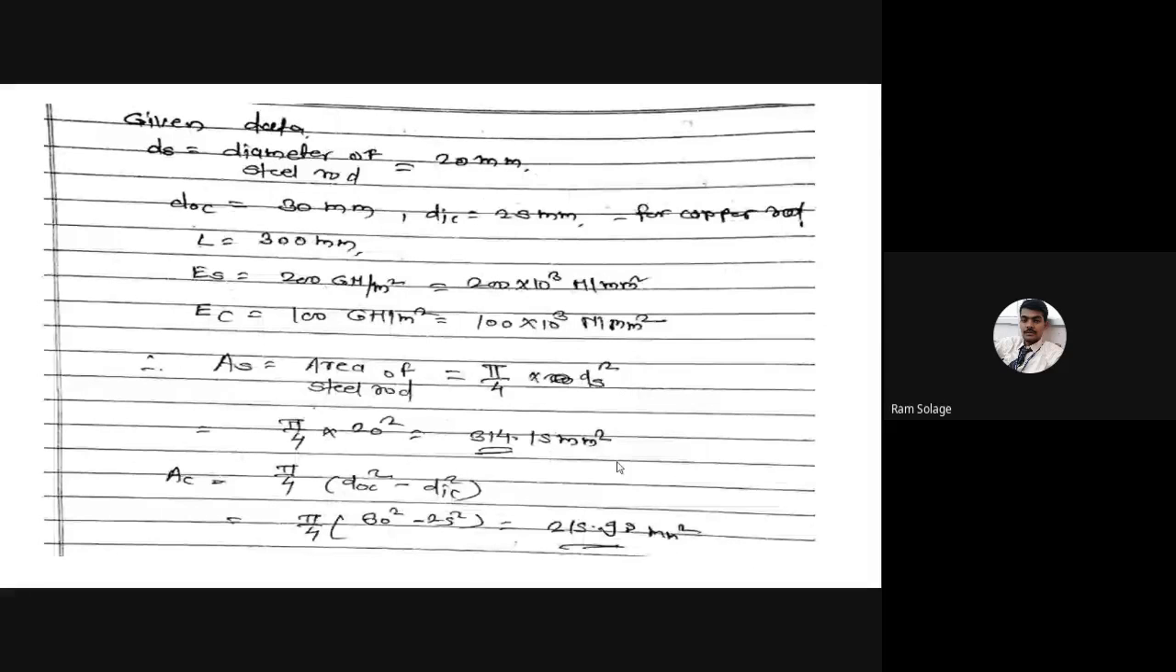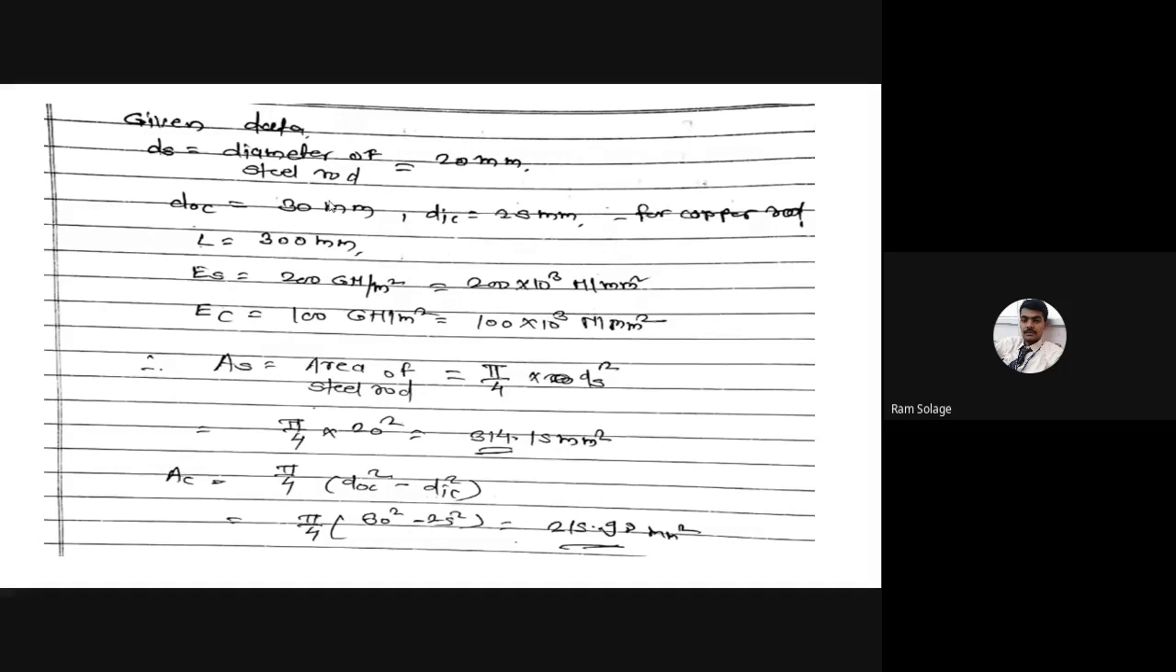Okay. Now write down the given data. ds, the diameter of the steel rod, is equal to 20 mm. DO, I have written DOC, or we can just write DO, no problem, the outer diameter for the copper tube, 30 mm. DIC, or simply we can write DI, the inner diameter, 25 mm for the copper tube. L is given as 300 mm.